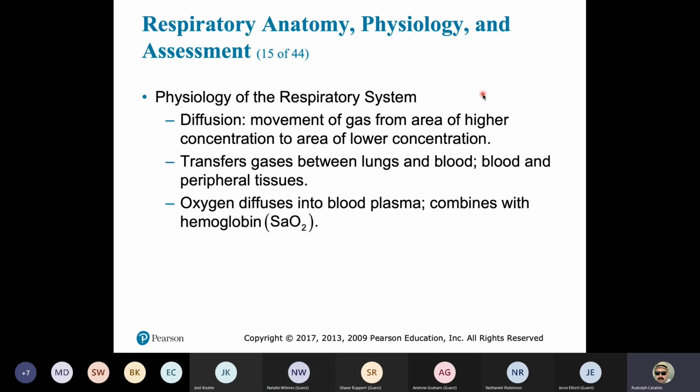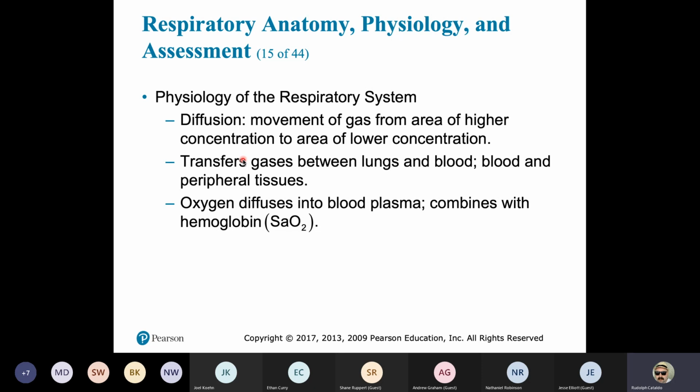So diffusion is the movement of gas from an area of high concentration to an area of lower concentration. Somebody give me a good example of that. Something that moves from a concentration that is high to a concentration that is low. It doesn't have to be a gas, just for the example. CO2 into the bloodstream. Okay. What's another one that it's easier to think of?